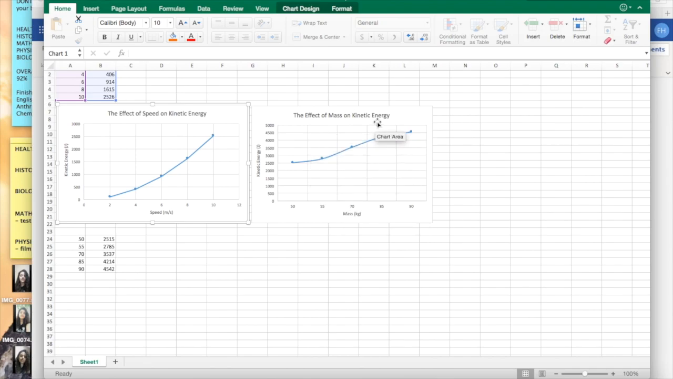And then this is the effect of mass on kinetic energy. Mass labeled here, and then kinetic energy here, and then our graph, as you can see, increases as well. So those were our graphs and the information collected from our lab.